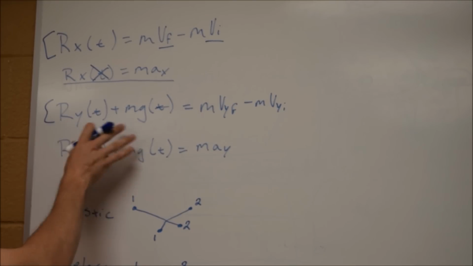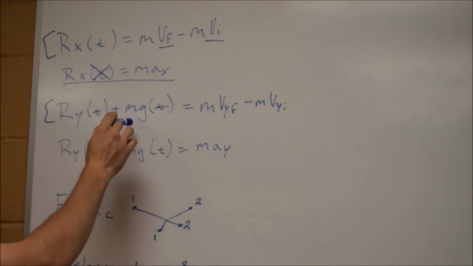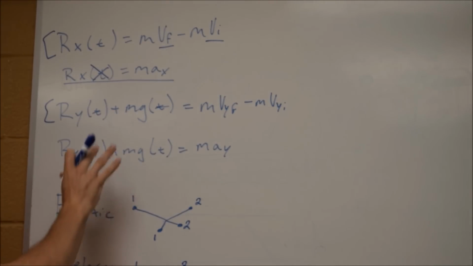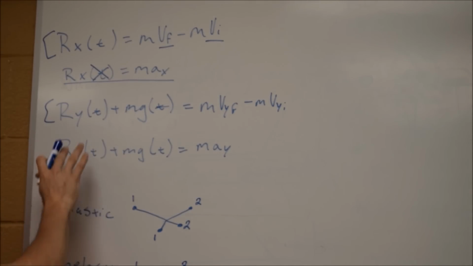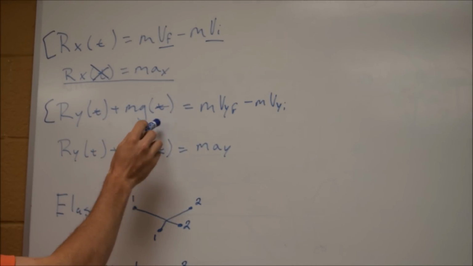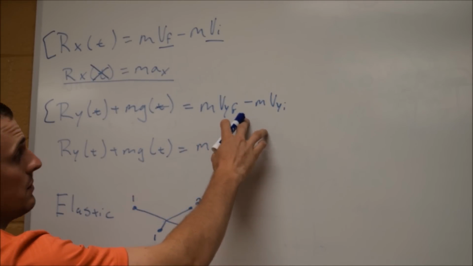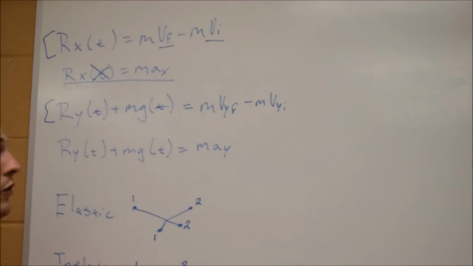Now, this one is dealing with the y component. So again, like we talked about in the last lab section, anytime that we're dealing with a vertical force or something in the y direction, we always need to compensate for mass and gravity. So that's why this equation is slightly different. So we have the reaction force of y multiplied by the time plus mass times gravity times the time is equal to mass times the final y velocity minus mass times the initial y.